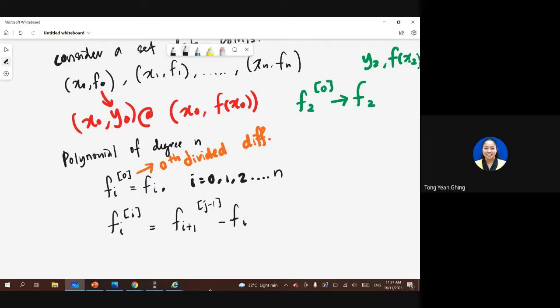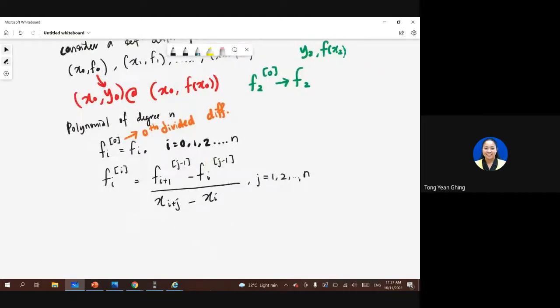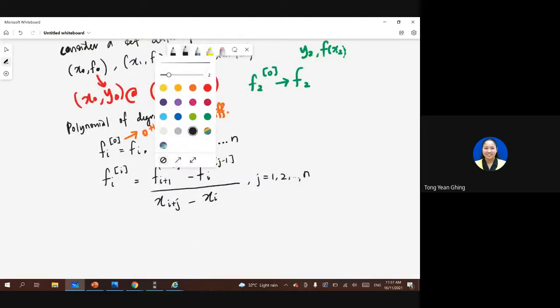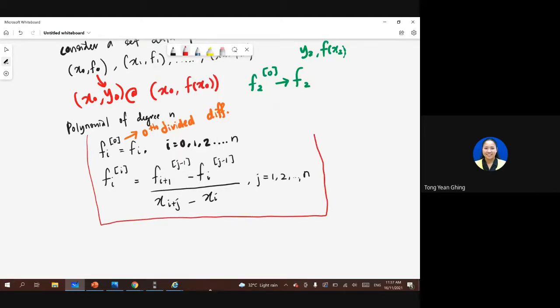Okay, f i j minus 1 divided by x i plus j minus x i, where j is 1, 2, until n. So this one, I'll tell you, this is the formula that you have to remember, actually. How to do the divided difference.